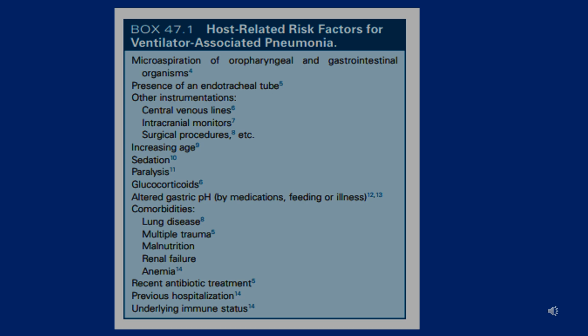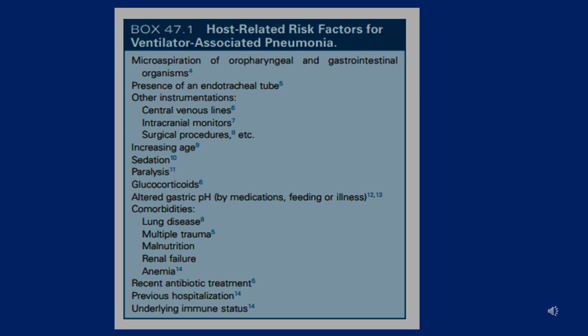Box 47.1 Summarizing host-related risk factors for ventilator-associated pneumonia. They include the following. 1. Micro-aspiration of oropharyngeal and gastrointestinal organisms. 2. Presence of an endotracheal tube. 3. Other instrumentations such as central venous lines and intracranial monitors. 4. Surgical procedures, etc.